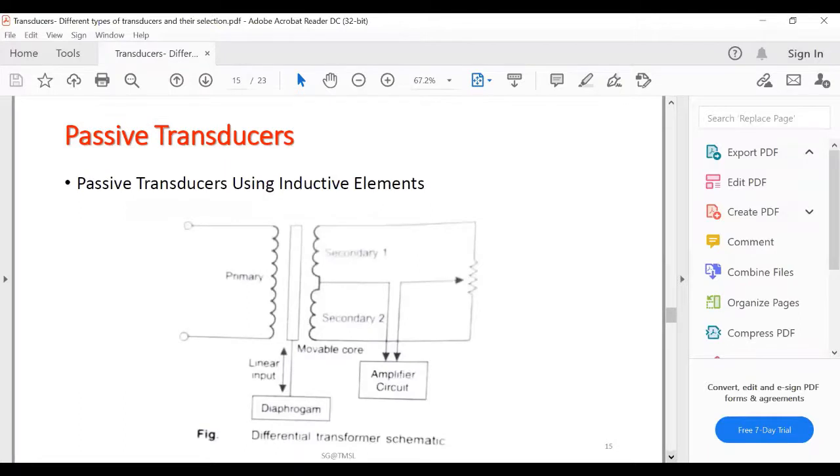The next is the passive transducer using inductive elements. So the inductance of a coil can be changed either by varying the physical dimension or by changing the permeability of its magnetic core. Okay, the permeability of the magnetic core can be changed by moving a core, having permeability higher than air, through the coil, and this arrangement is similar to that of an inductive transducer.